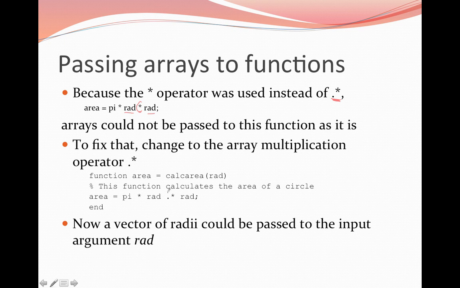So I could fix that. If I made this the array multiplication, then this could be a vector and this could be a vector, and it would multiply term by term. Or I could use the square, the dot caret symbol, in order to square the vector. So now it's going to work whether it's a vector or a matrix or a scalar. It doesn't matter. With the array multiplication, I can pass any type to be the input argument RAD.